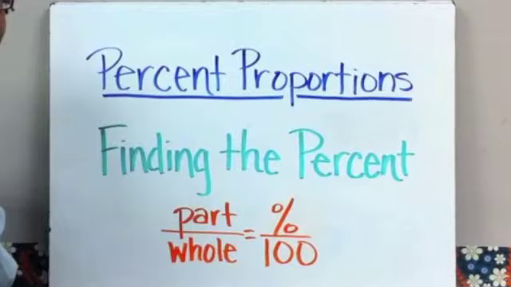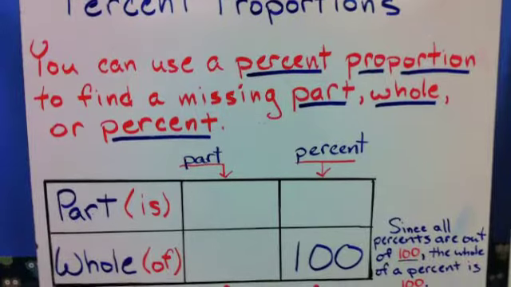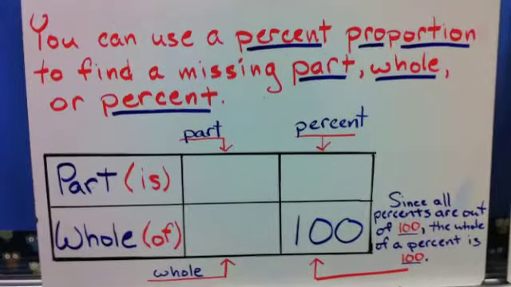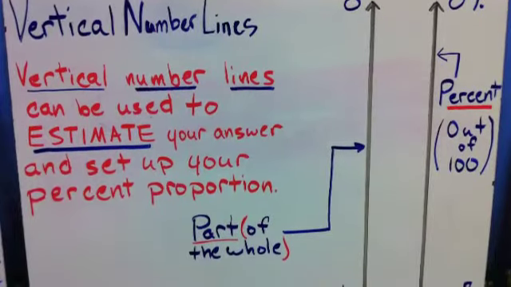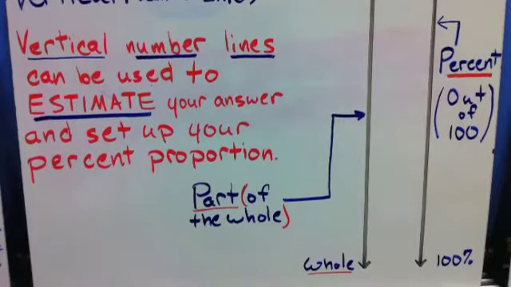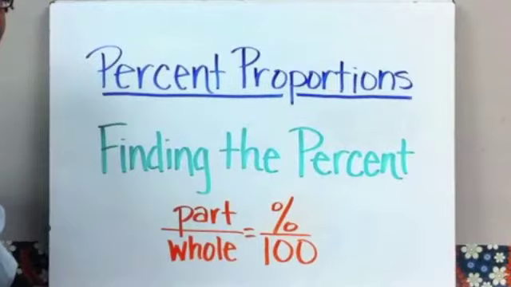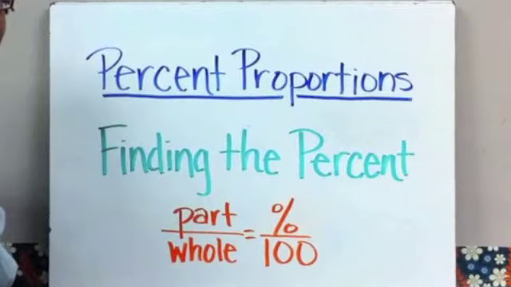Anyway, let's get into today's lesson, finding the percent. Yesterday, we set up percent proportions and talked about how that can be used to find the part, whole, or percent. We also talked about how using vertical number lines can help us estimate our answer and also check our answer for reasonableness. Go ahead and complete your notes, refreshing your memory on the percent proportion and the vertical number lines. If those are concepts that you don't remember, feel free to refer back to yesterday's video on finding the part. Let's go ahead and move into our first example of finding the percent.